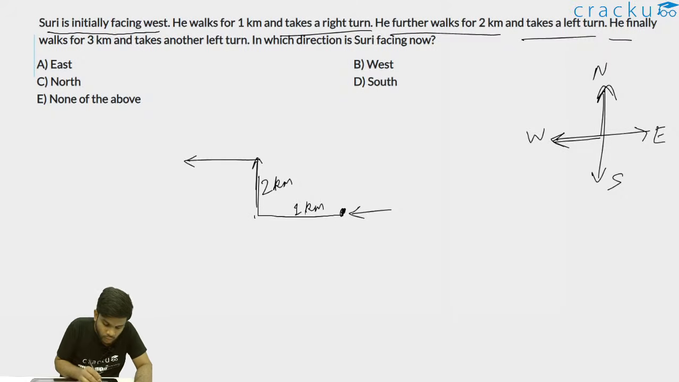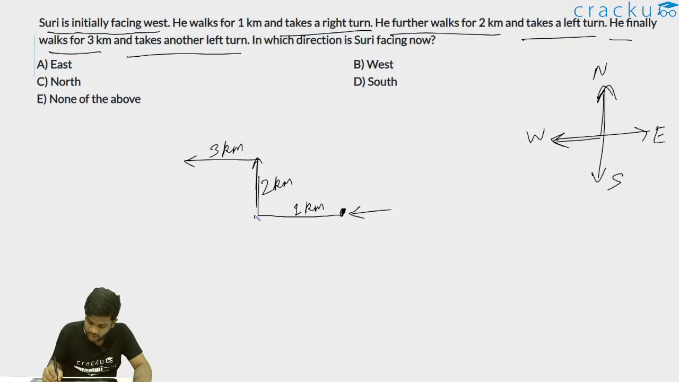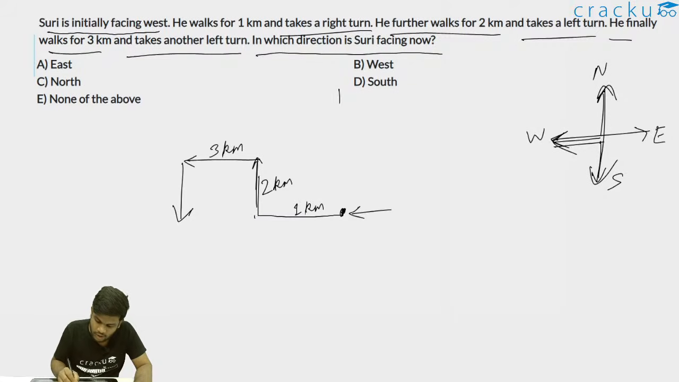He finally walks for 3 kilometers and takes another left turn. So this is the distance of 3 kilometers and takes another left turn. So right now he is facing west, and from west when you take a left turn, you start facing south. So from here he is turned towards left and so in the south. So it is asked that in which direction Suri is facing now. Answer is option number D, which is south.